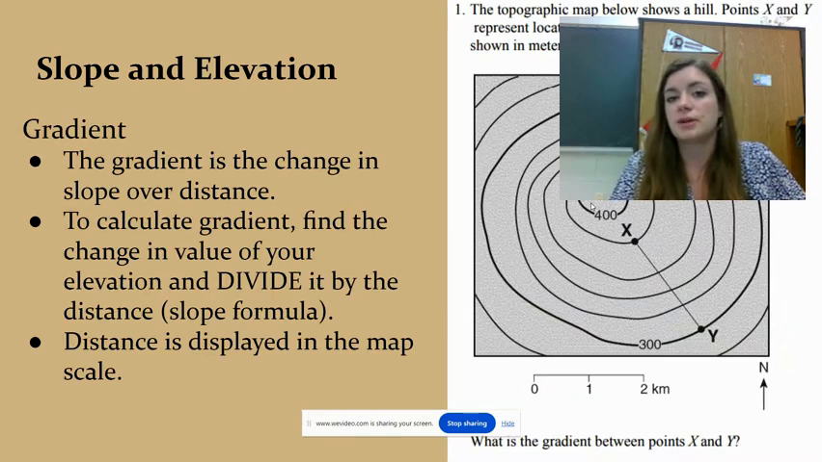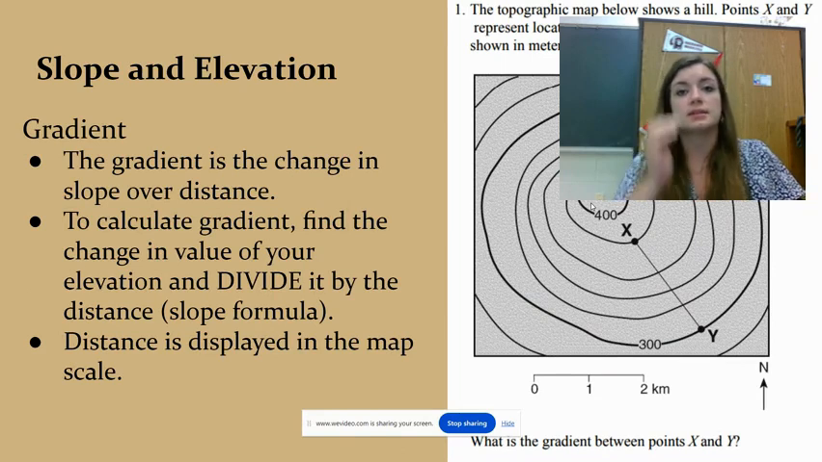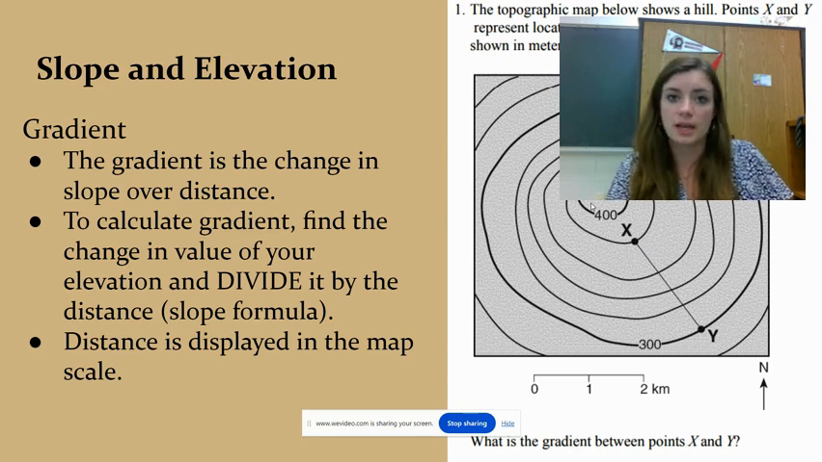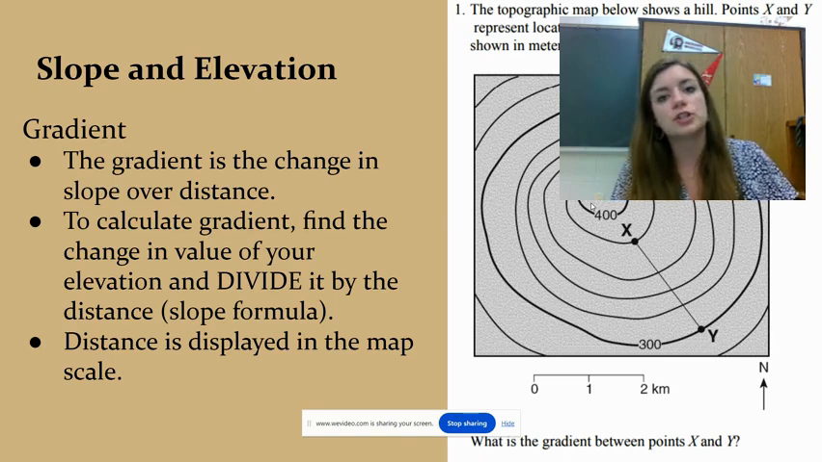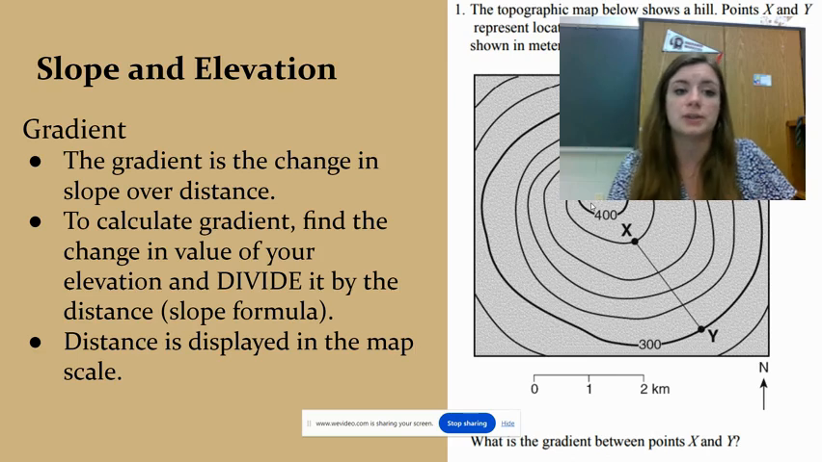Something that they might ask you to do as well is to calculate the gradient. In math class, you have to calculate the slope, and you're going to use the same formula here. So if you ever ask your teacher, when am I going to use this? Earth science, that's when. What we're looking at is a change in elevation over a change in distance. It's a little bit simpler when you go to look at it, so I'll show you how to do it.